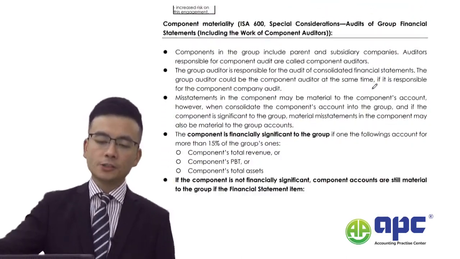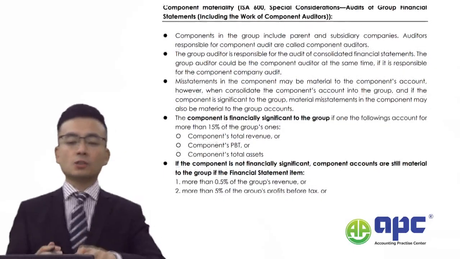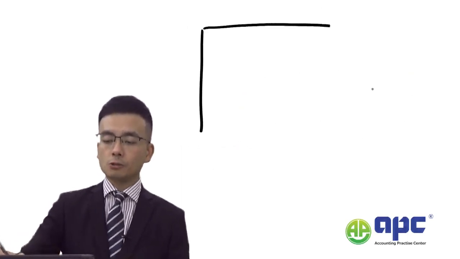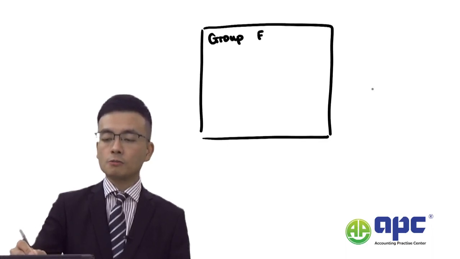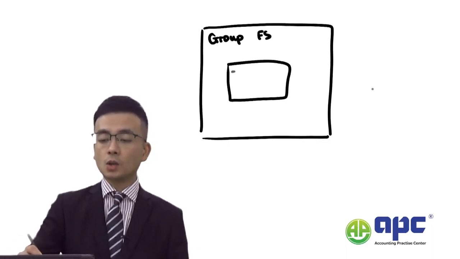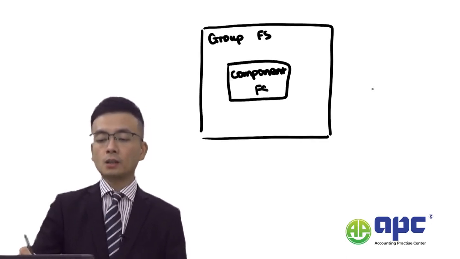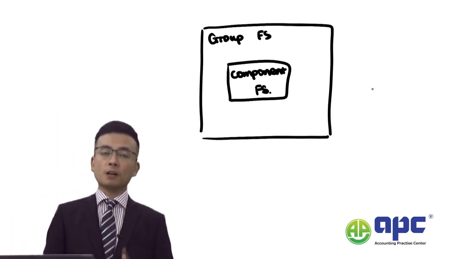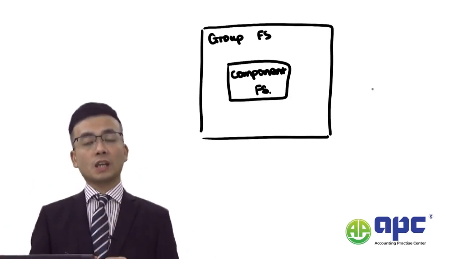Now, it's very important that we understand a particular concept related to group audit, which is calculating the materiality. Think about it this way. We are in the group here. In the group, we prepare the group financial statements, and inside, we also have component companies preparing their individual financial statements as well. Of course, the group financial statements are the combination of all the components' financial statements together.